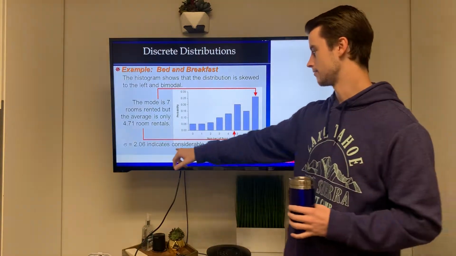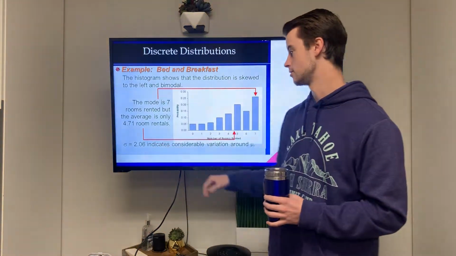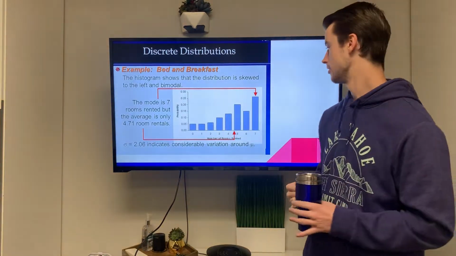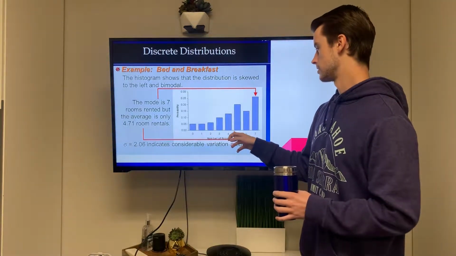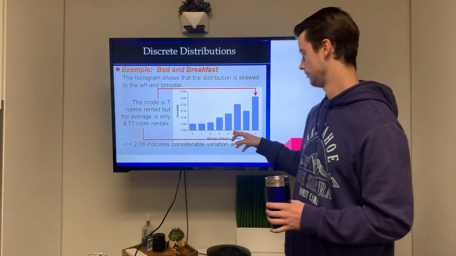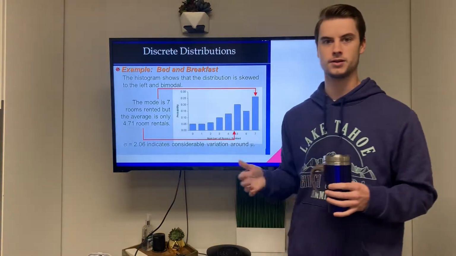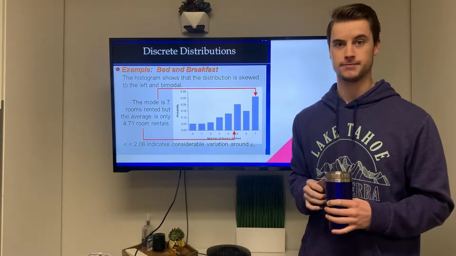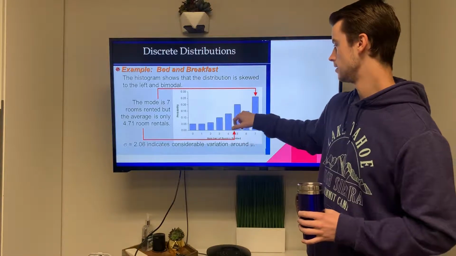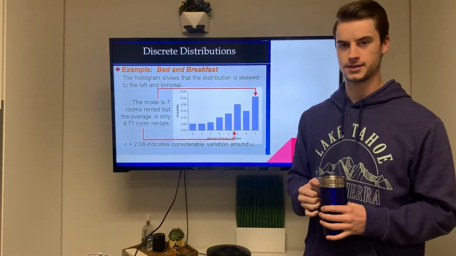It's kind of a weird coincidence. But the standard deviation is 2.06, so it has some pretty considerable spread if you look at it, right? Because 4.71 plus 2.06 is all the way over here somewhere, and 4.71 minus 2.06 is all the way over here. So we have a pretty good spread around the mean, okay? And it's bimodal. You can see you have 2 peaks here, and you can see it's skewed left.